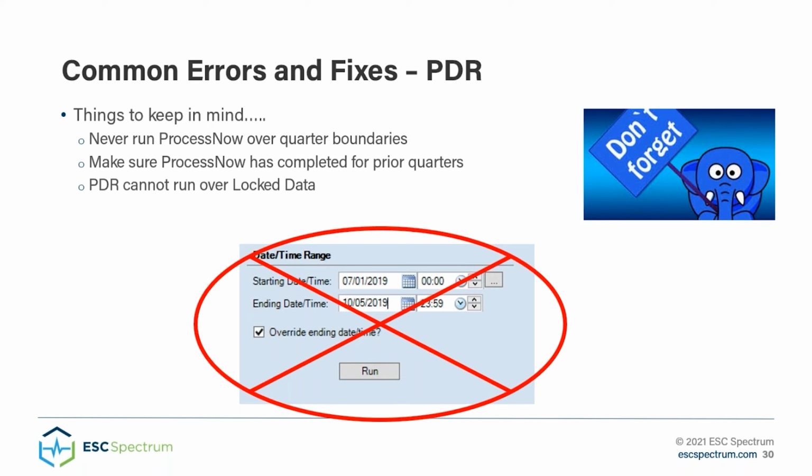Some other things to keep in mind, we never want to run our ProcessNow over quarterly boundaries. We want to make sure we stick to the 3-month, 4-quarter dates. And we want to make sure that the ProcessNow has completed for the prior quarter before running it for the current quarter. And then another reminder is the PDR step cannot run over locked data as well.